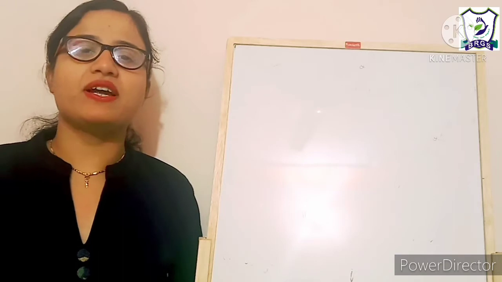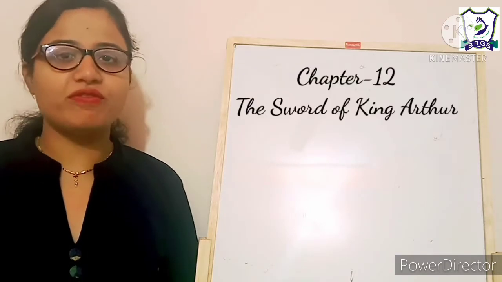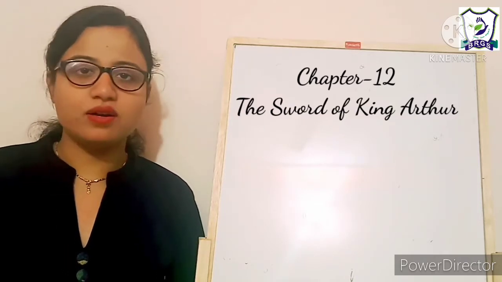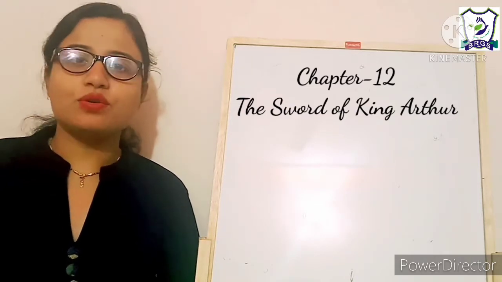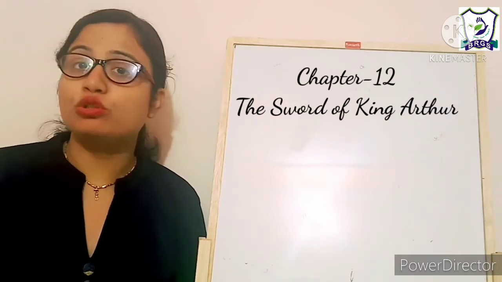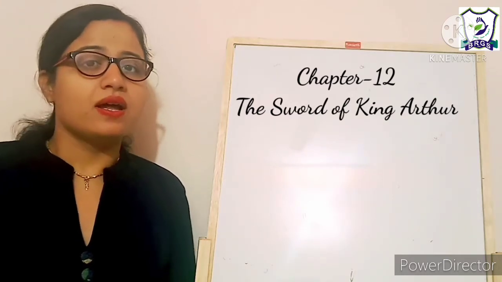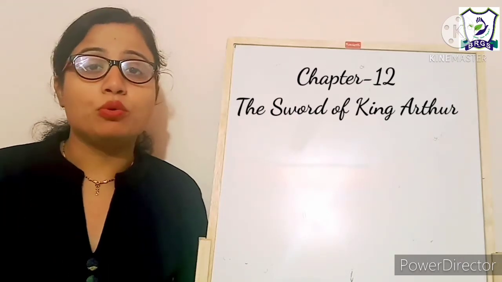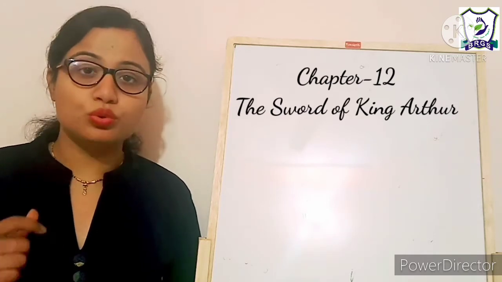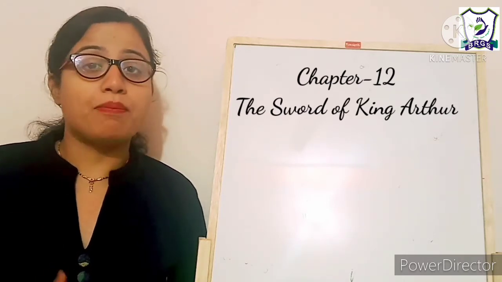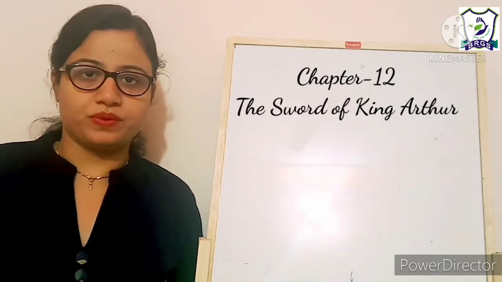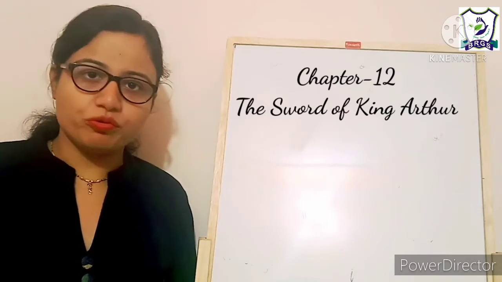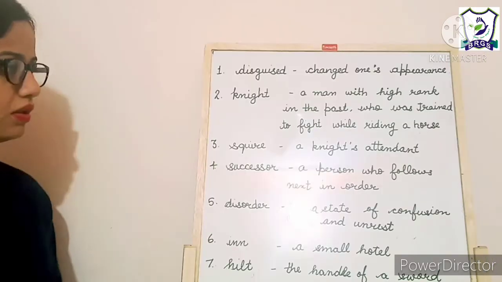Children, today we are going to do chapter number 12 of our course book and the name of the chapter is The Sword of King Arthur. Okay? Yes, you must have heard stories about famous kings, right? The story which we are going to read today is about a British king who ruled over England about 2000 years ago. Okay, children. So before starting the chapter, let us learn some new words and their meanings first.